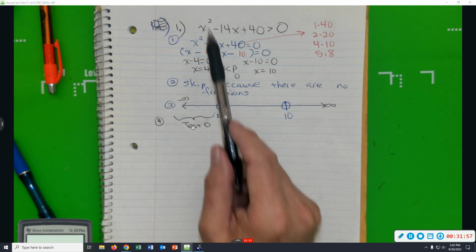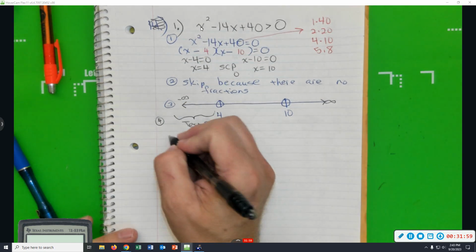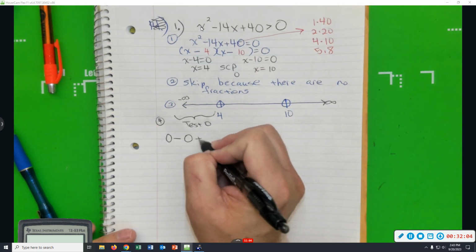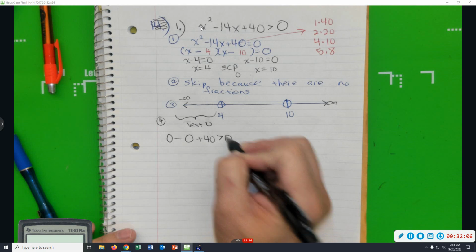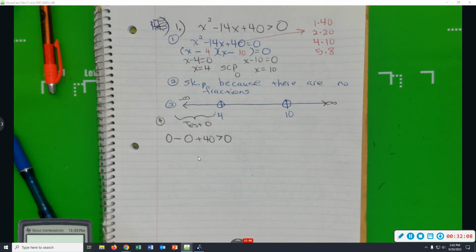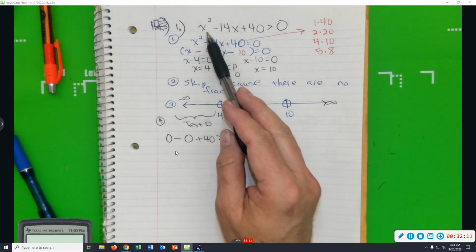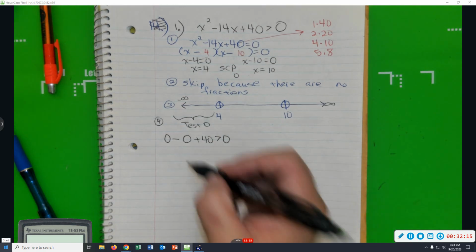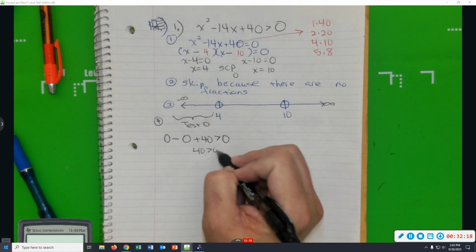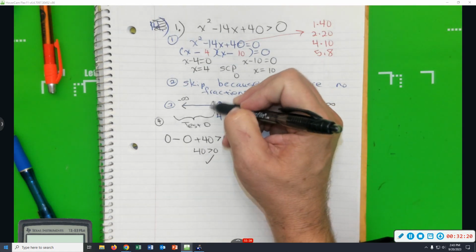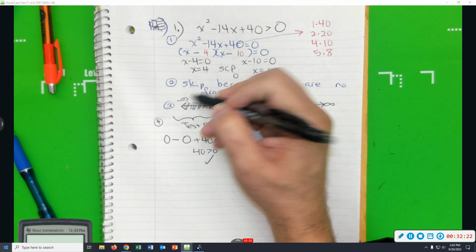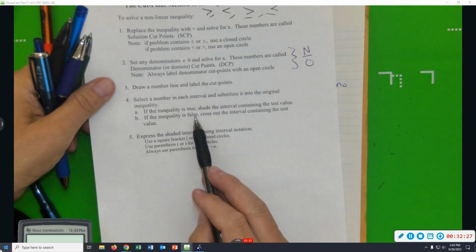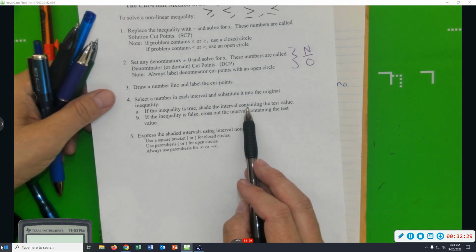Plugging in 0, we get 0 squared is 0, minus 14 times 0 is 0, plus 40 is greater than 0. We plugged in 0. Did we get a true statement or a false statement? True, that says 40 is greater than 0. So we shade. That's a true statement. If the inequality is true, shade the interval.